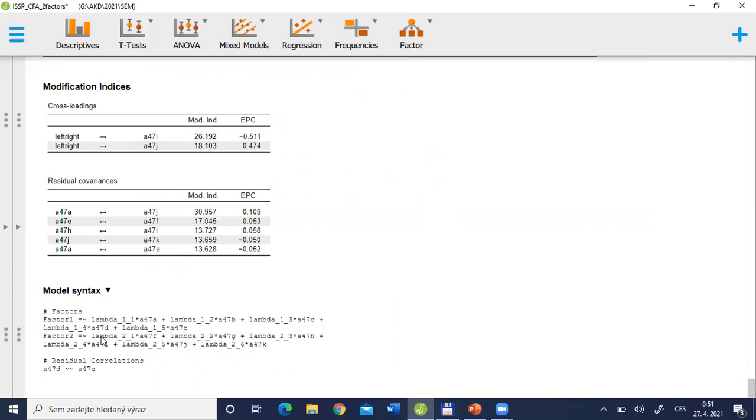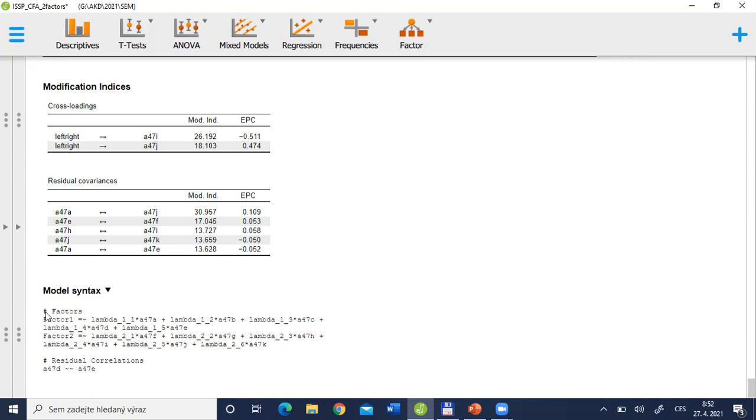Factor 2 is created by lambda 2, 1, lambda 2, 2 multiplied by A47F up to A47K. So that's the definition of 2 factors. And as I'm also expecting that A47D and A47E residual errors are related, that's why there is also a residual correlation section here. You can see also these crosses before the words factors and residual correlations.